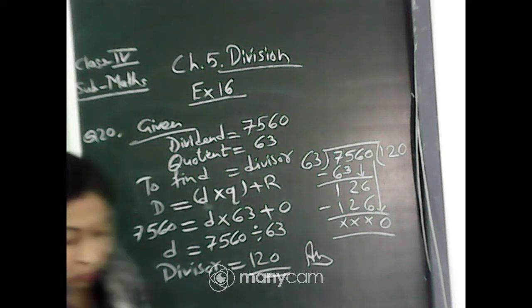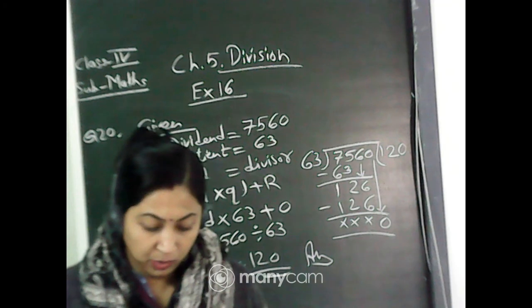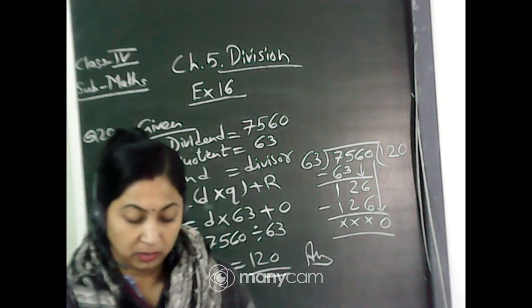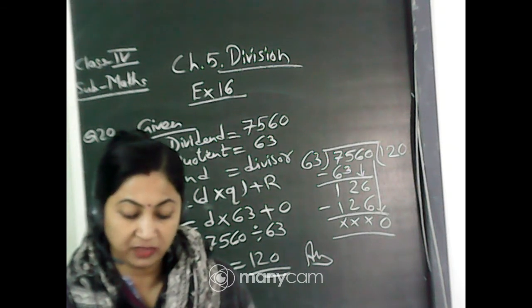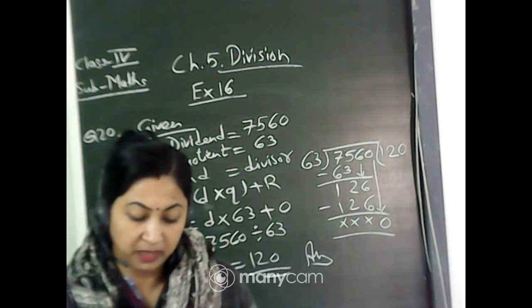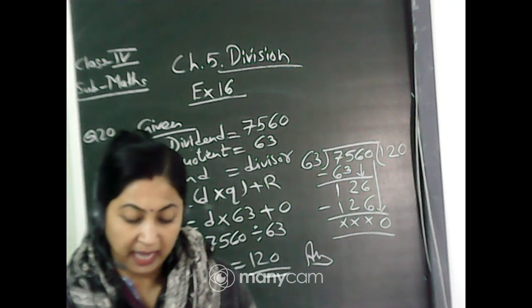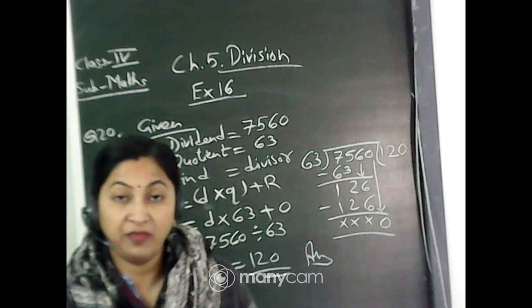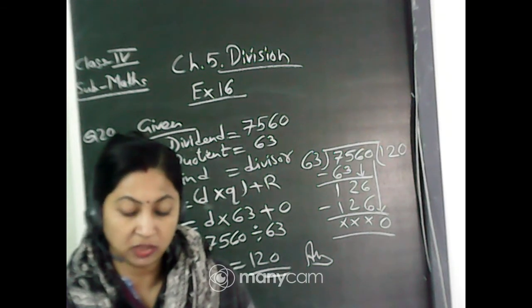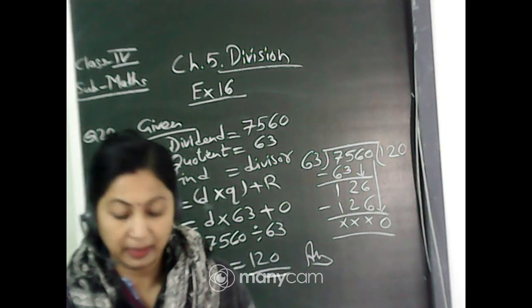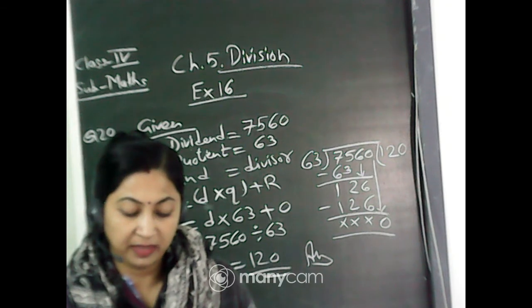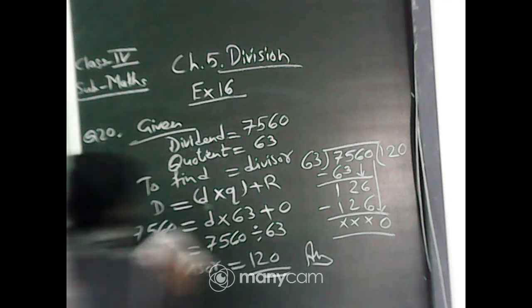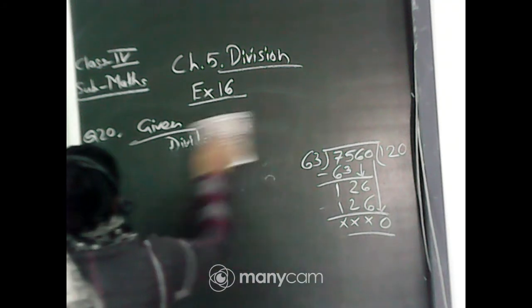Now let us do number 21. Just you have to put it in the formula. Okay, so see 21, find the dividend when quotient is equal to this much, divisor is equal to this much, and remainder is equal to this much. That means now you have to find the dividend when the quotient is also given, divisor is also given, and remainder is also given. Clear? So for this you have to find the dividend. So let us find it with the formula. This is number 21.